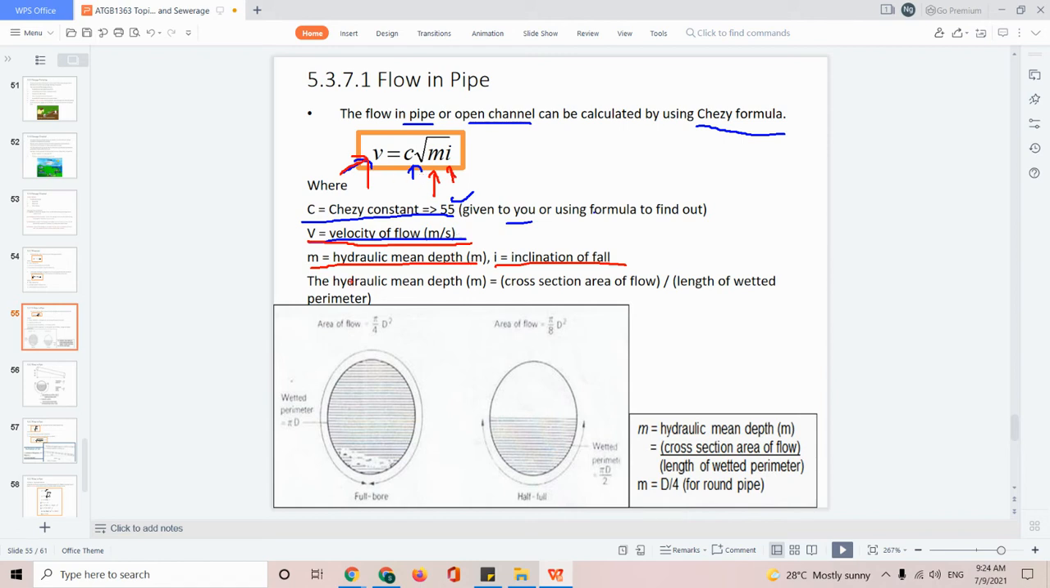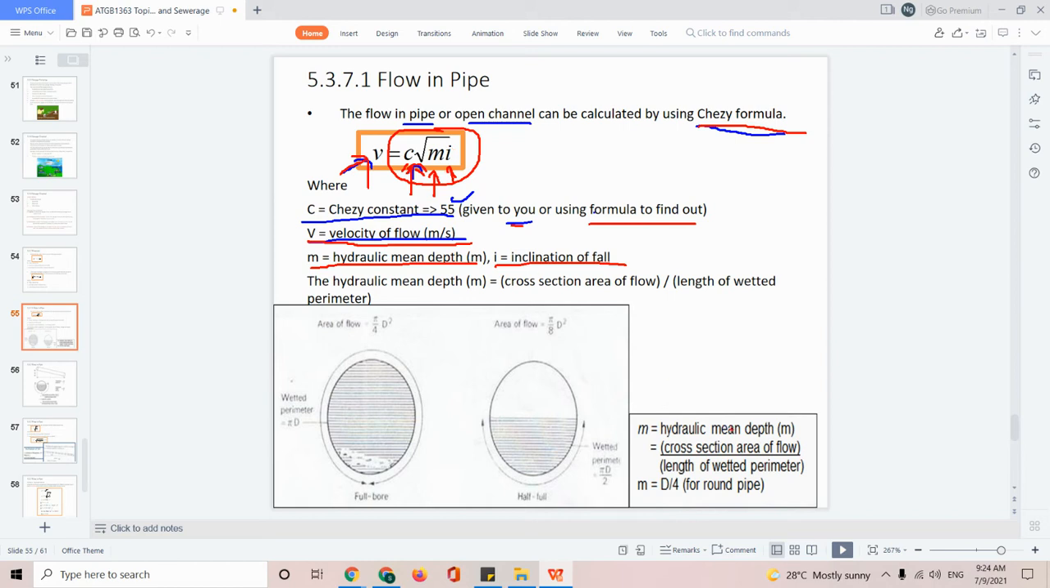So okay, because C is constant, it will be given to you in the question itself, so you don't have to worry about it. So in Chezy's formula, we want to find out the velocity of flow using these items.